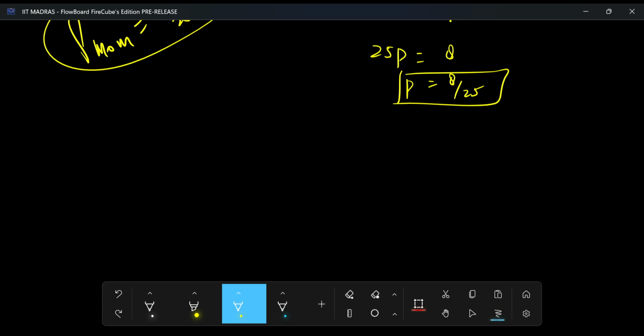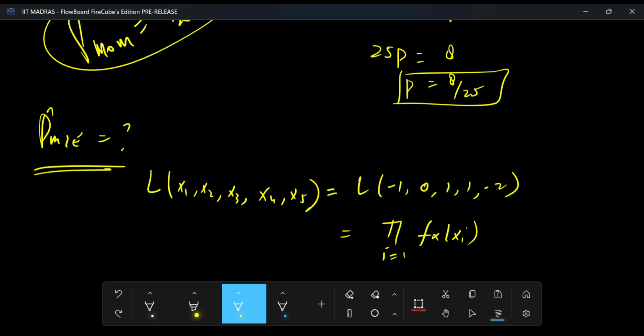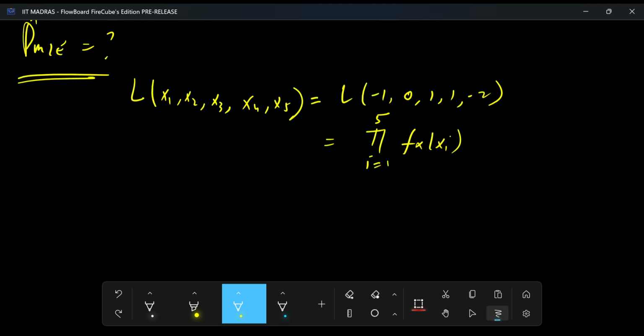Now see, what's my P MLE? To find the P MLE, we need the L of x1, x2, x3, x4, x5. That's nothing but L of -1, 0, 1, 1, -2. That is nothing but the product of f of xi, i is equal to 1 to 5.